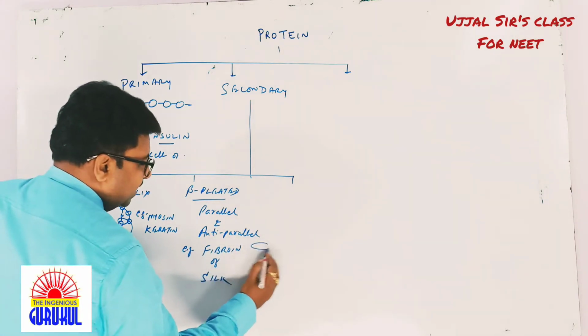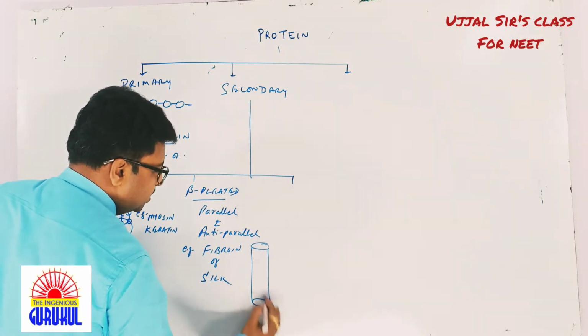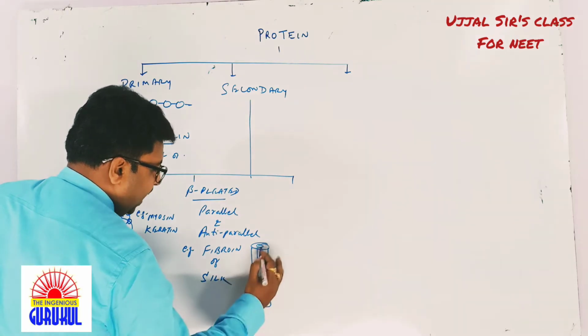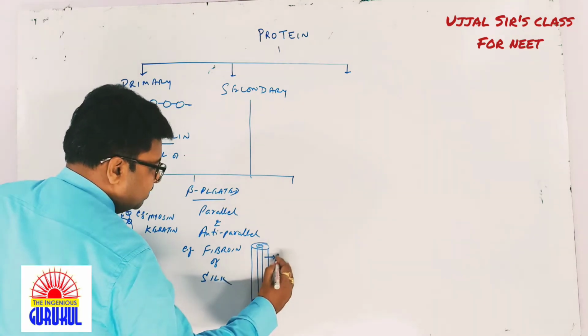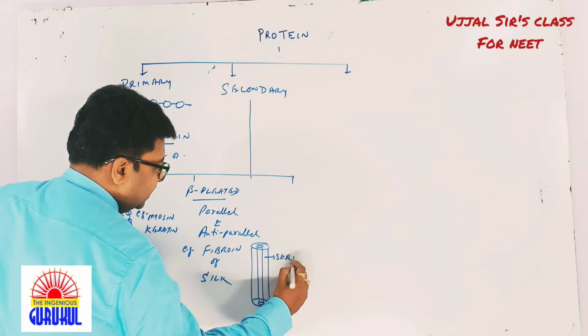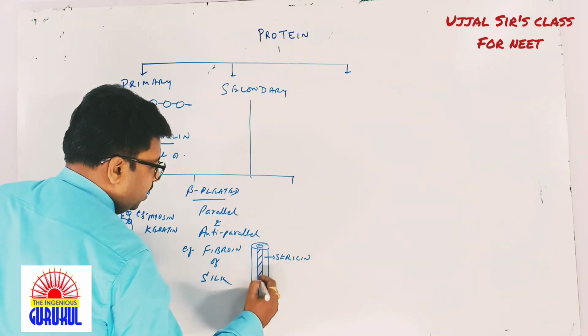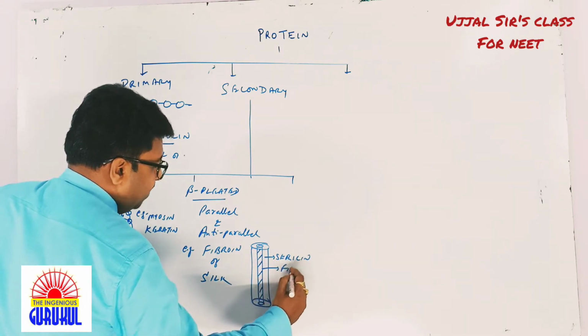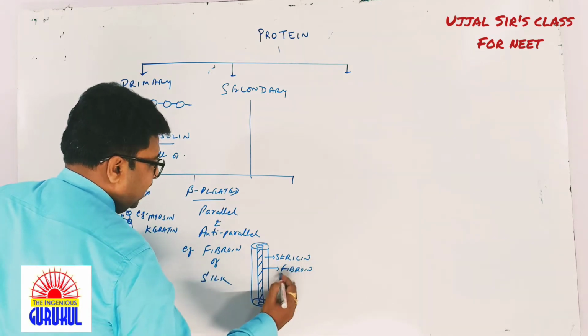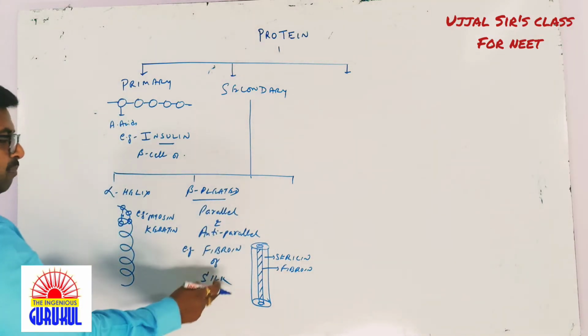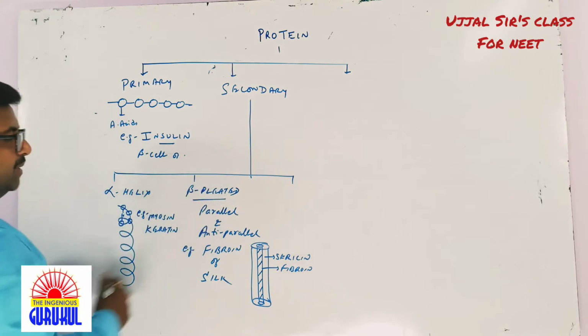Now what is silk basically? Silk has two main compositions: the inner core and the outer part. The outer part is made up of a particular protein called sericin. And the inner core is tough, made up of fibroin protein, which has the beta-pleated structure. So fibroin protein of silk is beta-pleated.